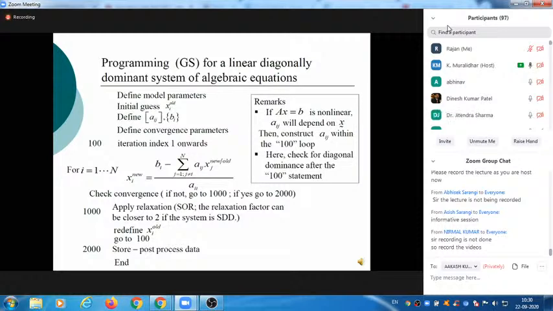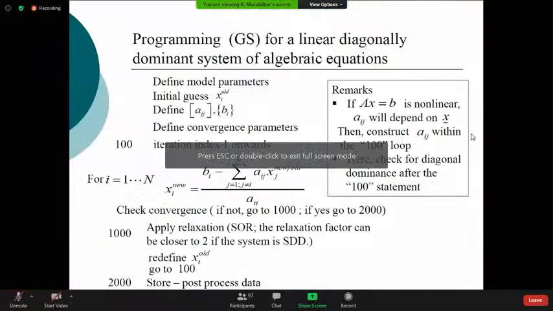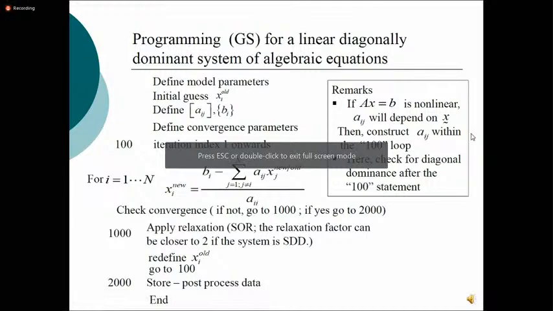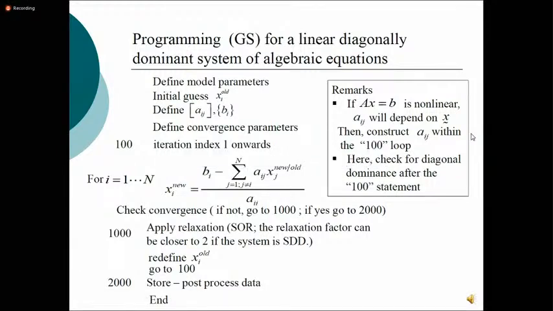Then do a convergence check on xi new minus xi old. If it is very small, then you stop. You may also want to apply a relaxation factor if your diagonal dominance is of good quality. Good diagonal dominance will mean that the diagonal terms are quite large compared to the off diagonal terms.